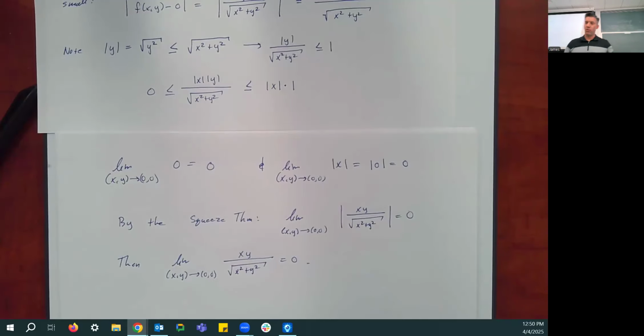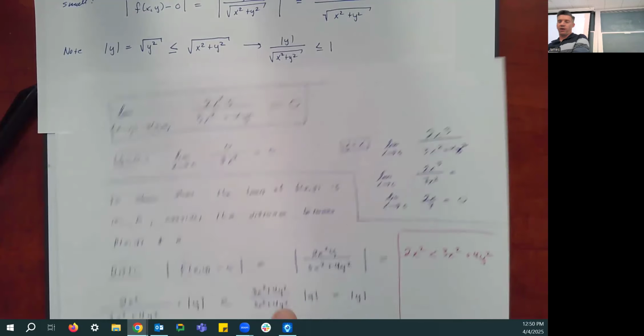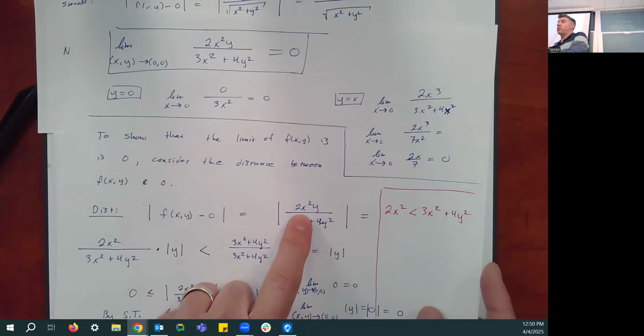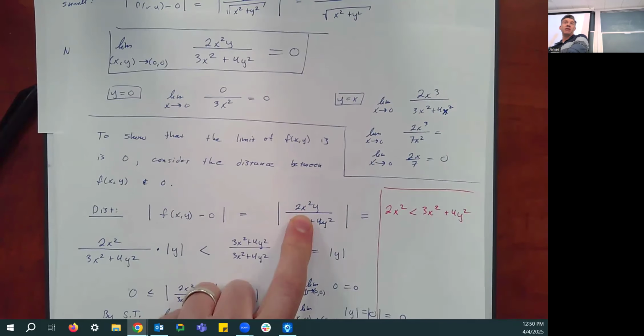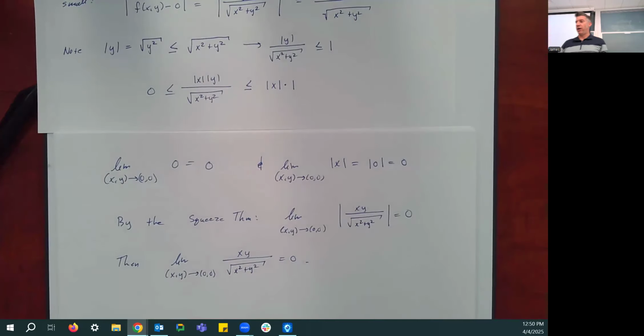So in the previous one, I had a different thing going on. In the previous one, I had a 2x squared times y, and that x squared is already always positive, so I didn't need to keep the absolute values around it. Whereas in this one, I had x times y in the numerator, and both of those, x on its own could be positive or negative, y on its own could be positive or negative. So I still needed to retain the absolute values around them.